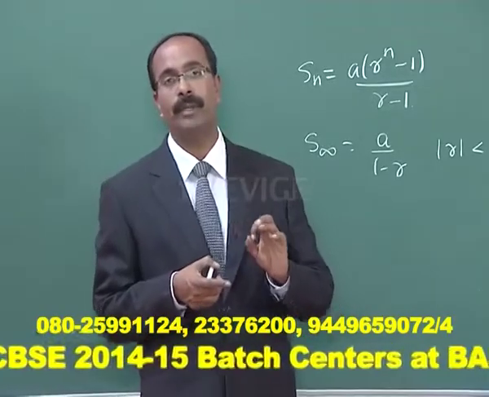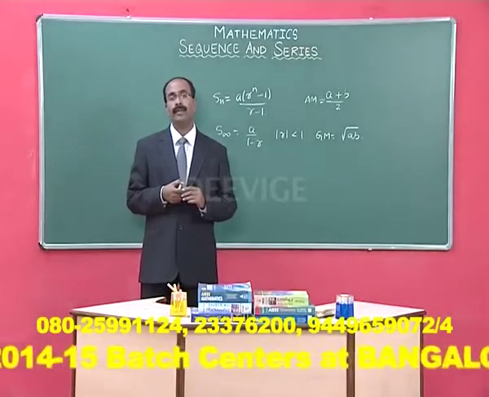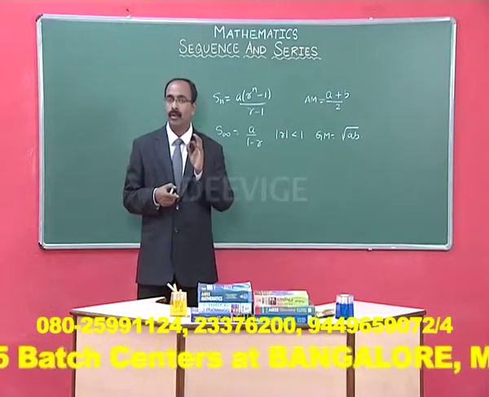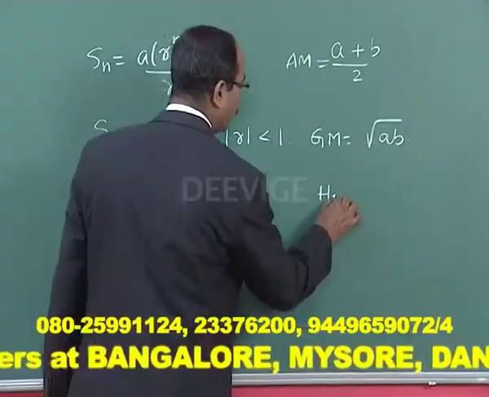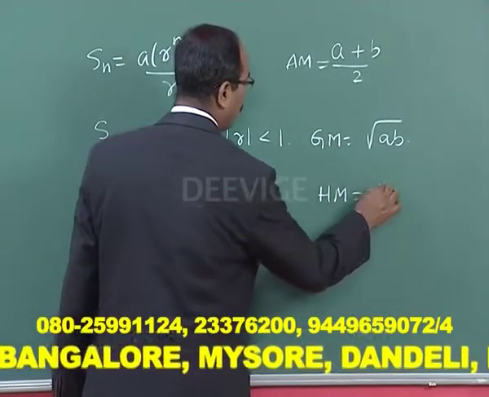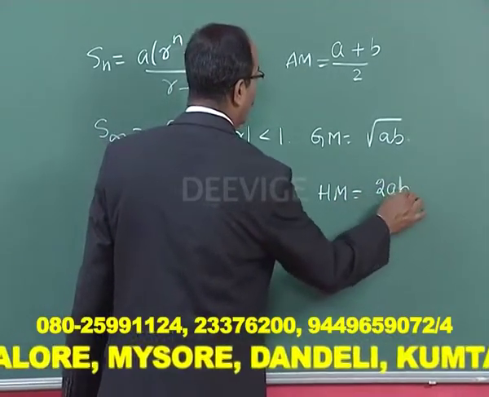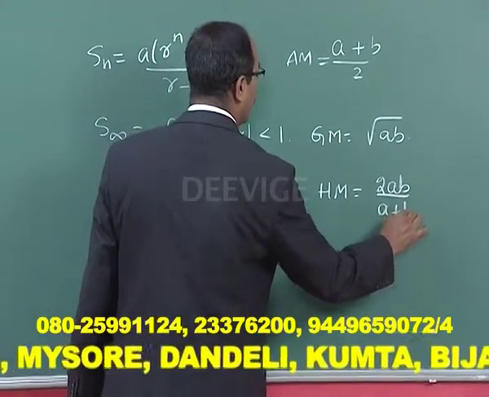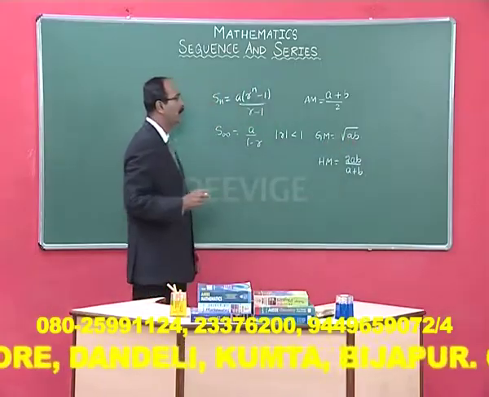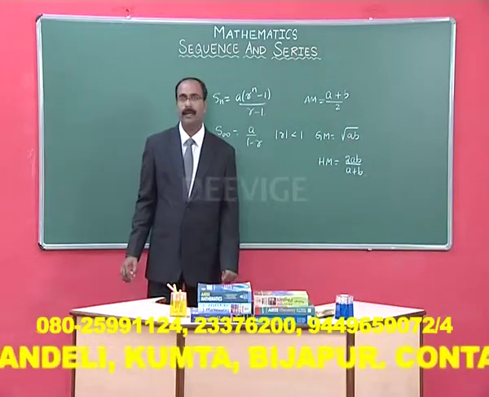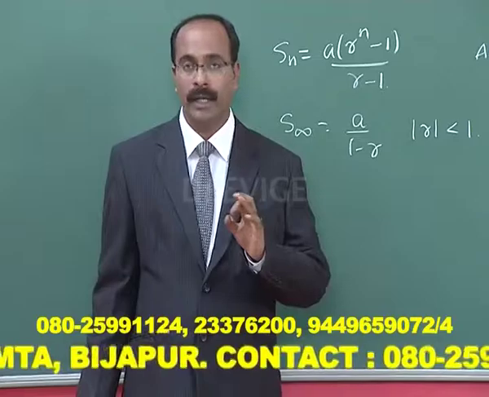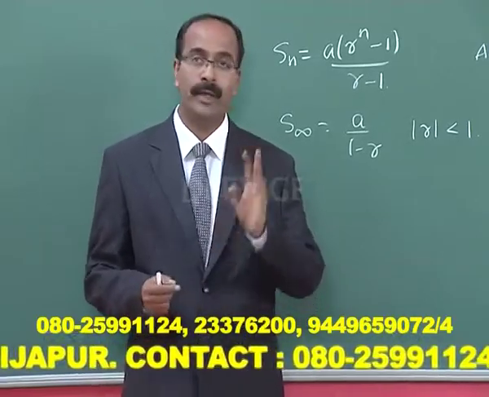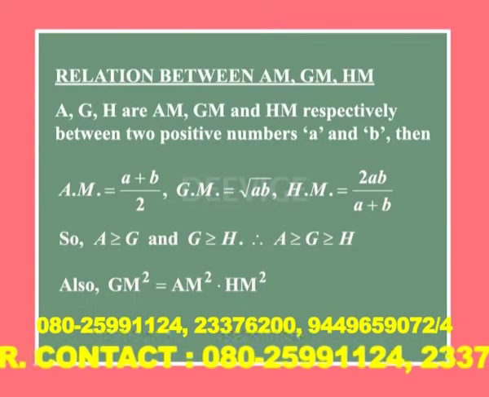And coming to the harmonic mean. Harmonic mean of two numbers A and B is given by 2AB divided by (A plus B). That is, harmonic mean of two numbers is given by 2AB divided by (A plus B). This is about the basics of AP, GP and HP. There are so many properties related to AP, GP and HP. We will discuss that later.